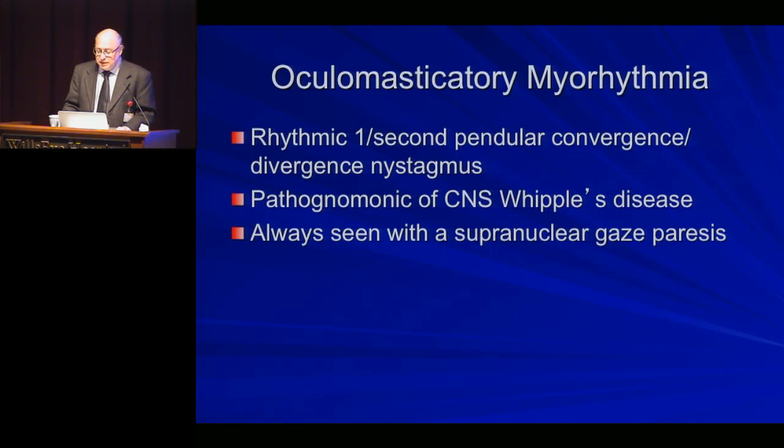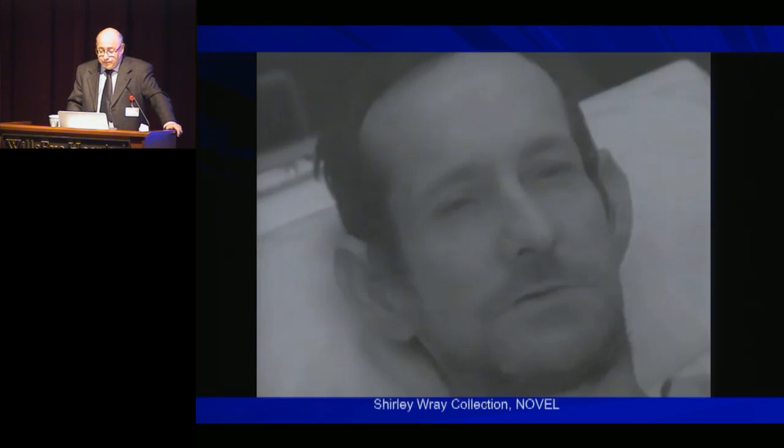Oculomasticatory myorhythmia, you'll see 0 to 1 times in your life. It's a rhythmic 1 per second pendular convergence and divergence nystagmus, which is pathognomonic of CNS Whipple's disease. And these patients also have a supranuclear gaze disorder. So it's called oculomasticatory because it's usually the eyes and the jaw.